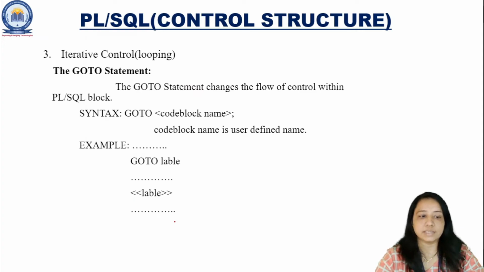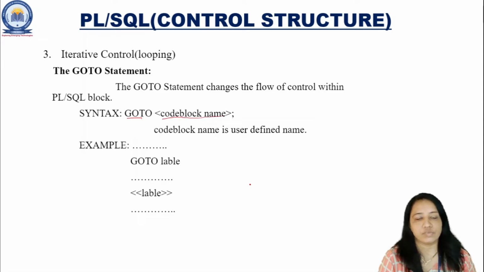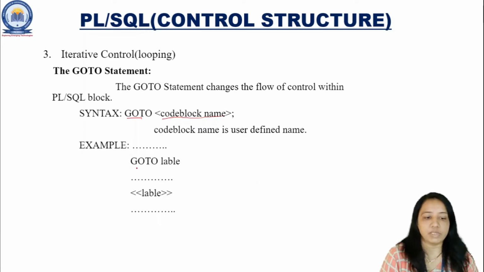The next is the GOTO statement, which is also used. Normally, the GOTO statement is used to change the flow of control within the PL/SQL block. The syntax is GOTO, and after that you specify a label, some user-defined name. It will go to that particular statement. In the example you can see GOTO label, where the label is specified somewhere after some lines, and then it goes there.